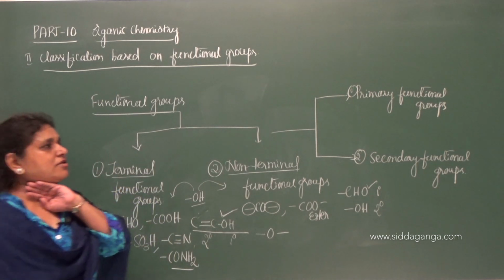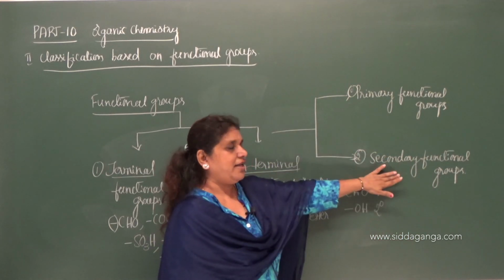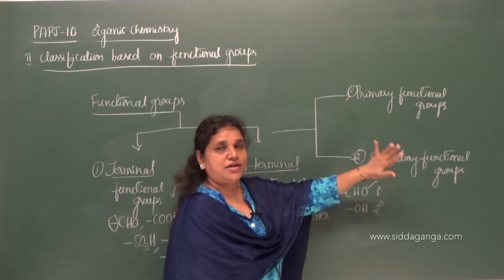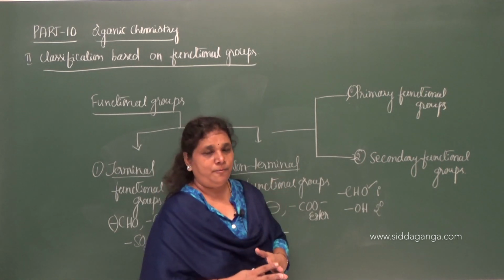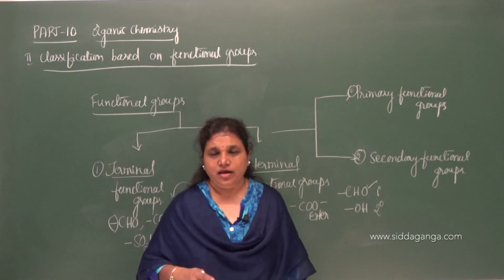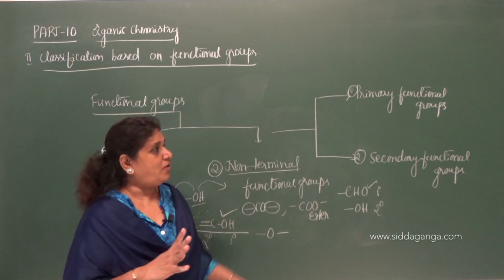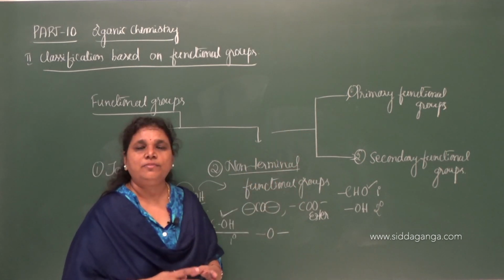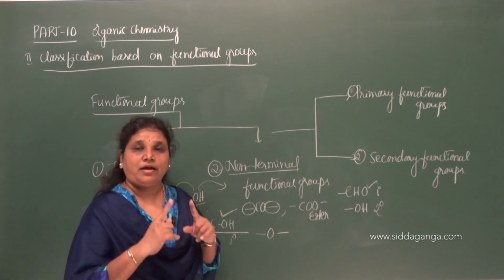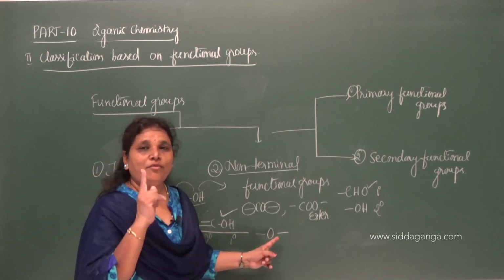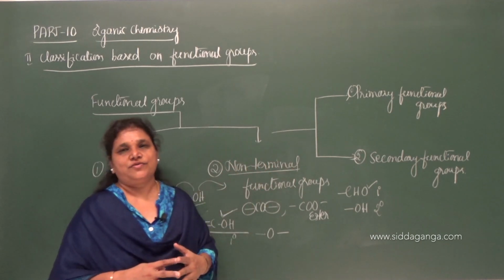So, the functional groups are further classified into two types, primary functional groups and secondary functional groups, and this classification is based on the priority of the functional groups present in a given organic compound. When a given organic compound contains more than one functional group, then we can classify them into primary and secondary functional groups.